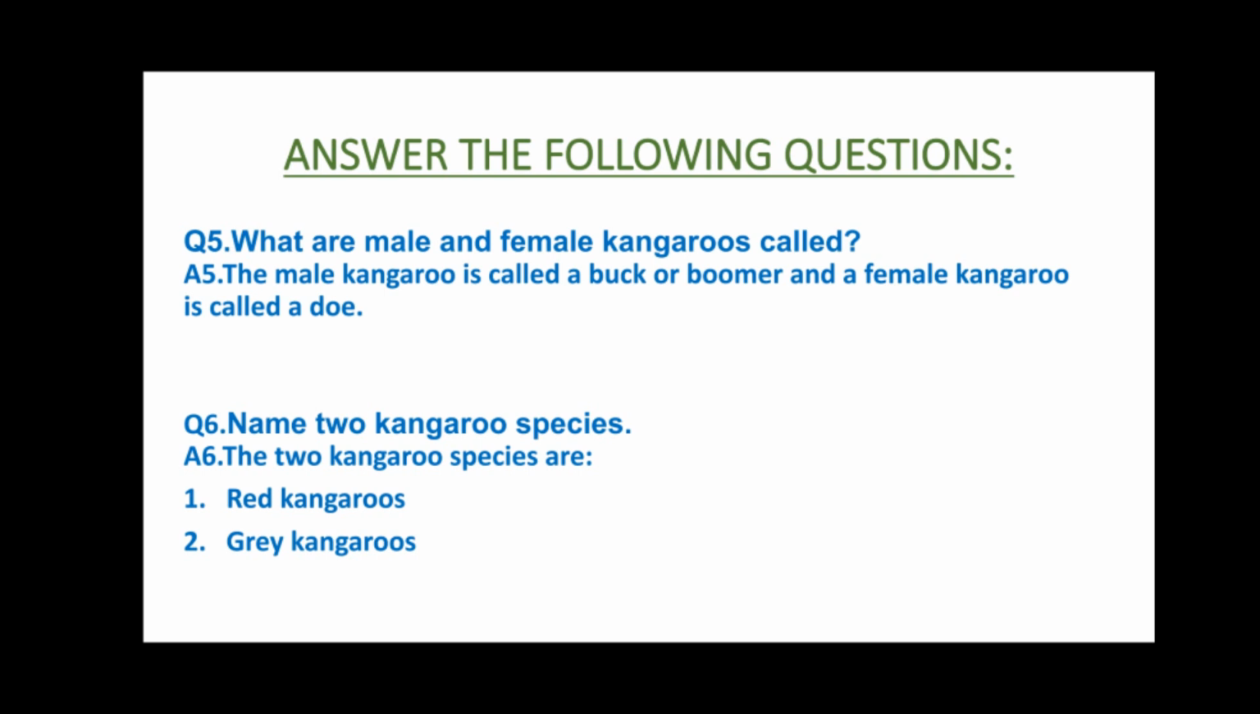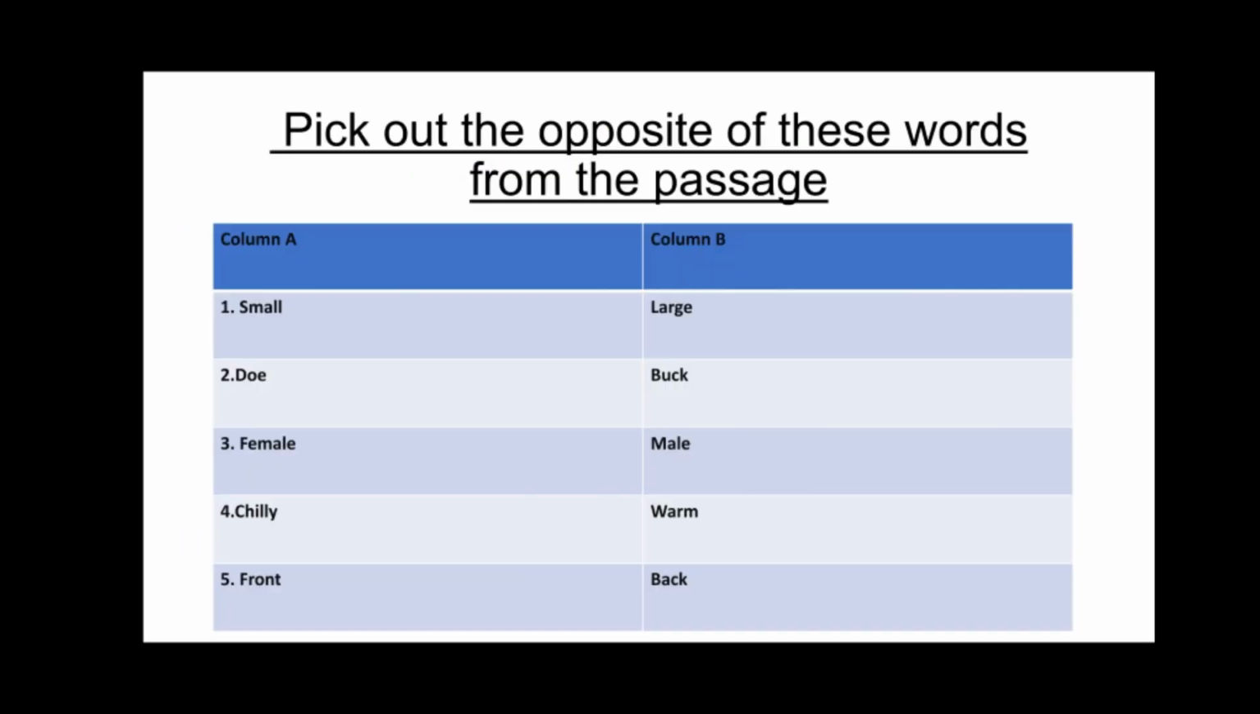And the last question is, name 2 kangaroo species. And the answer is, the 2 kangaroo species are red kangaroos and grey kangaroos. Now children, put a cross on exercise B because this type of exercise will not be asked. And put a tick on exercise C. Now let's do exercise C. Pick out the opposite of these words from the passage.